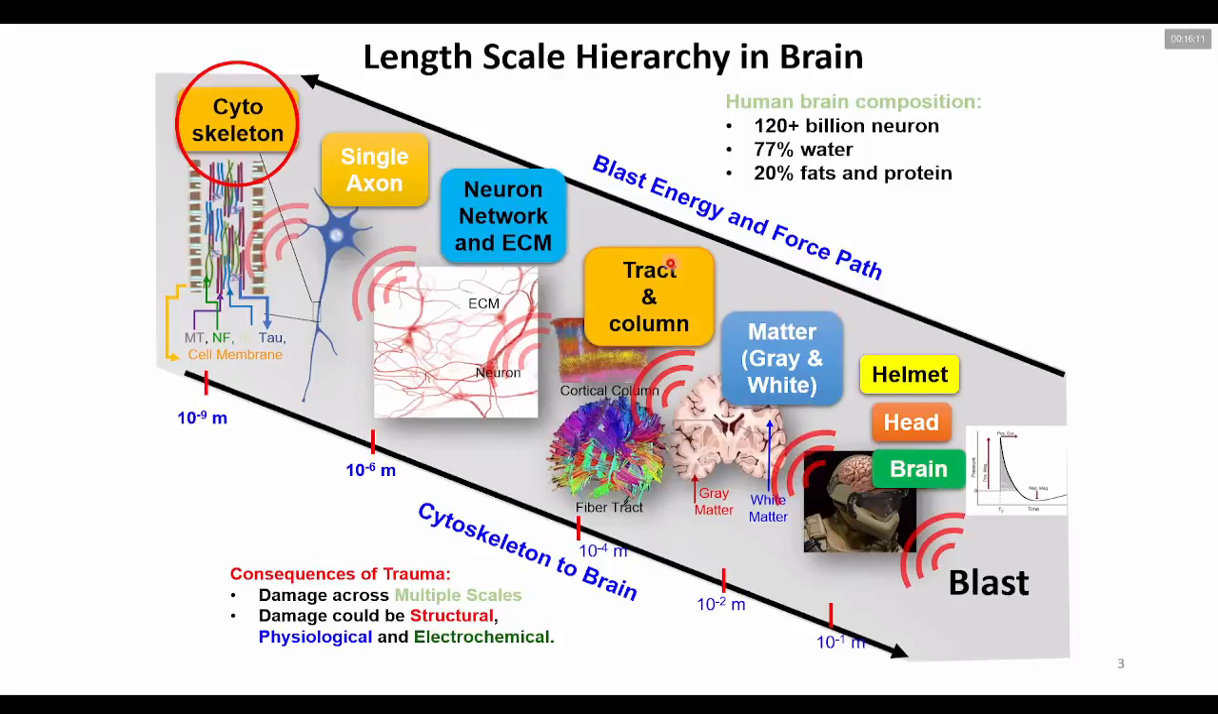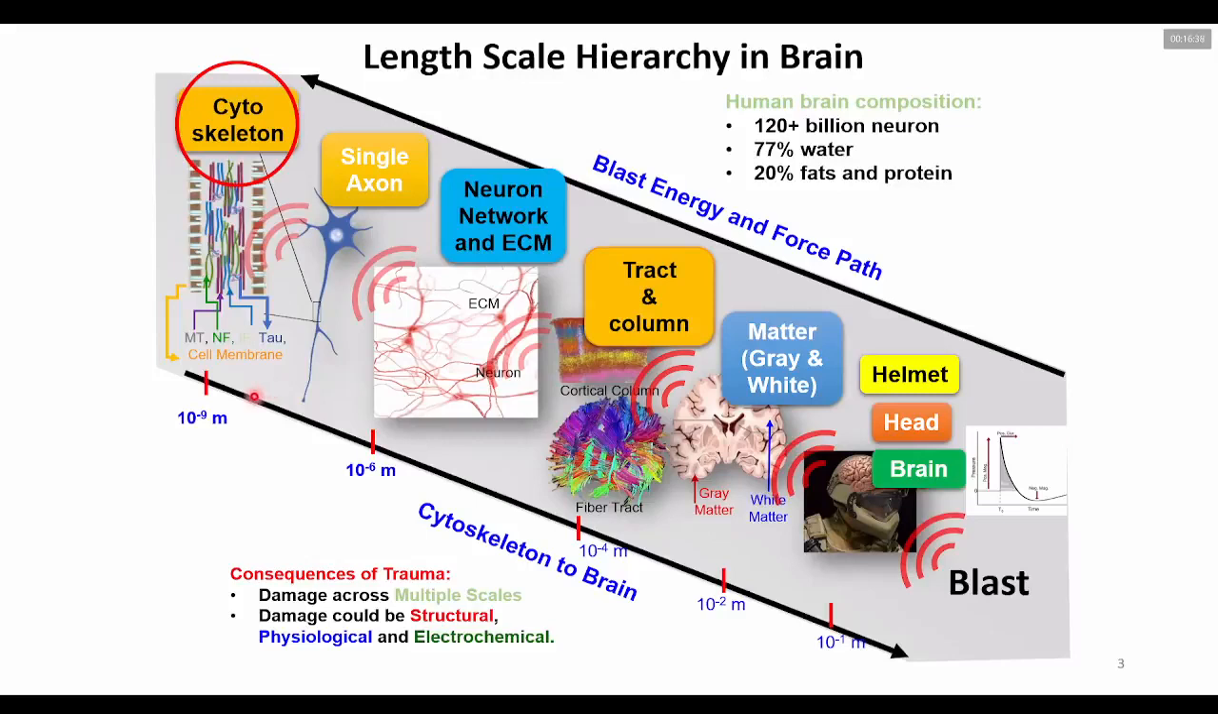And when you go into a very, very small length scale, for example, in nanometers, you are at the axon level, and you can see the microtubule, neurofilament, and tau protein. Those will also behave differently according to the extent of the damage. And that's why I'm actually at the very bottom of this hierarchy, at the nanometer level.